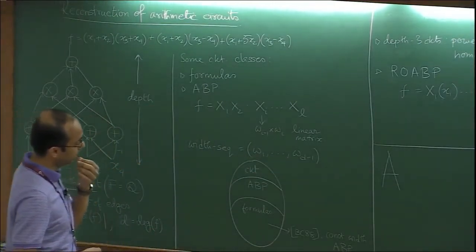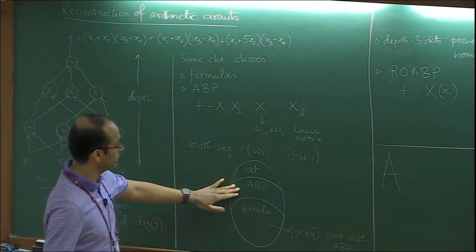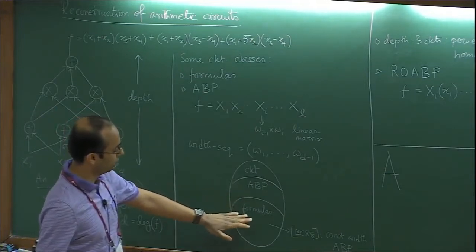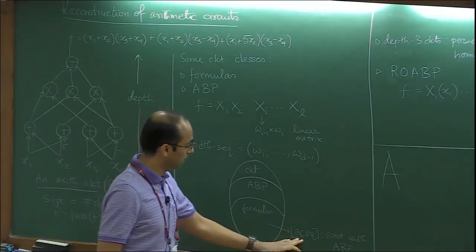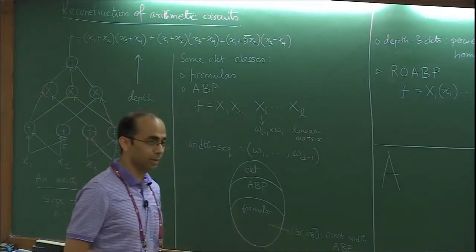And it's a well-known thing that poly-size circuits are expected to be more powerful than poly-size ABPs, which are again expected to be more powerful than formulas. And there's a classical result by Ben-Or and Cleve from '88, which says that formulas and constant width ABPs are basically equivalent.